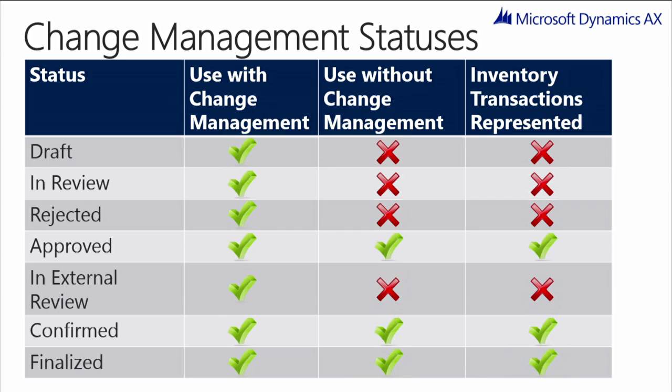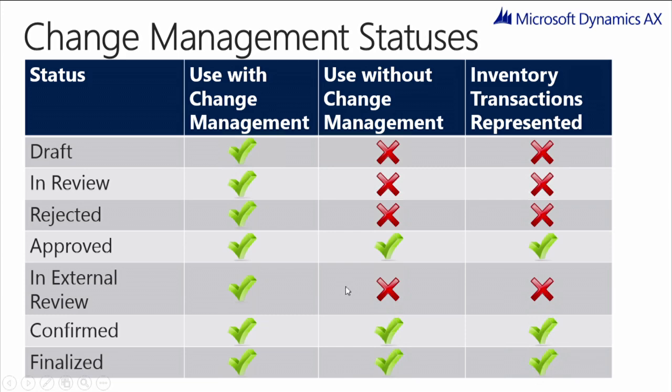Several approval statuses on a purchase order help indicate how far the order is in that change management process. Some statuses are only valid when change management is activated. You'll notice the Use with Change Management column. All statuses are valid when change management is enabled. In the second column, you'll notice the red X's, which indicate that the status is not available when change management is not used.